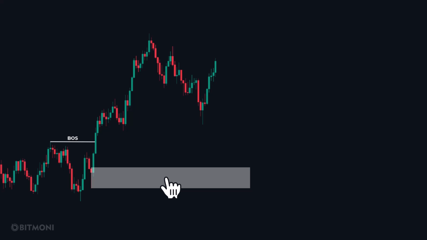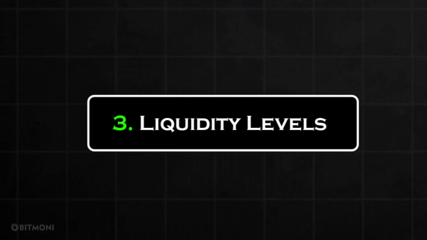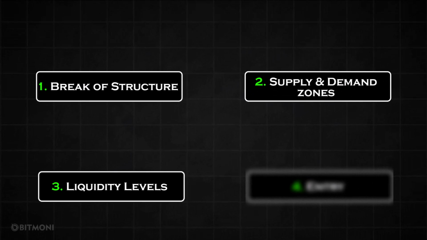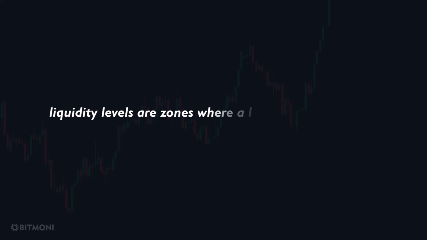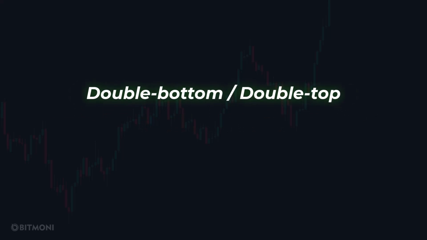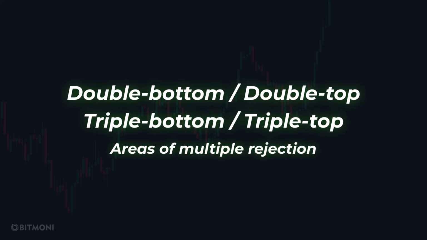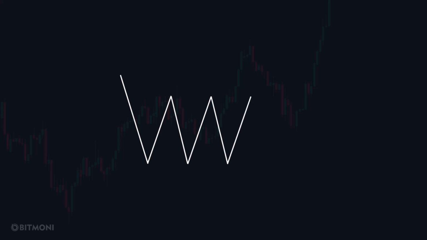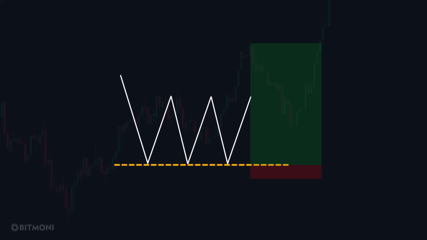With the demand zone now identified, we can move on to the third step, identifying a liquidity level. Arguably the most crucial part of the entire strategy. In simple terms, liquidity levels are zones where a large number of stop-loss orders are clustered. Common examples include double bottoms, triple bottoms, or areas where price has repeatedly been rejected. When a level appears to be a clear support zone, many traders tend to enter long positions and place their stop-loss orders just below it.